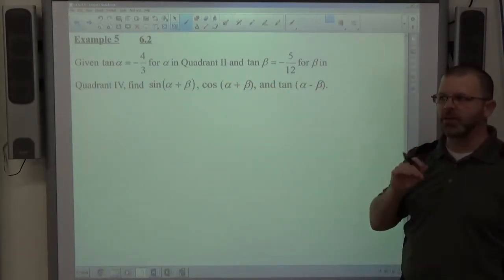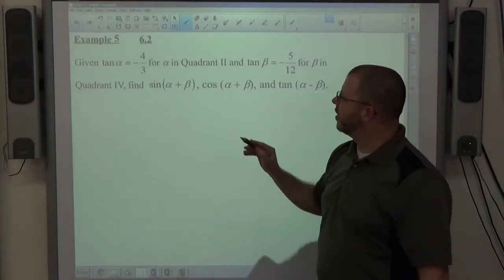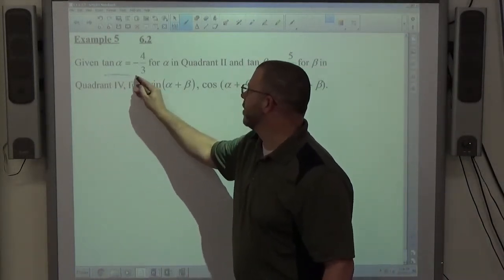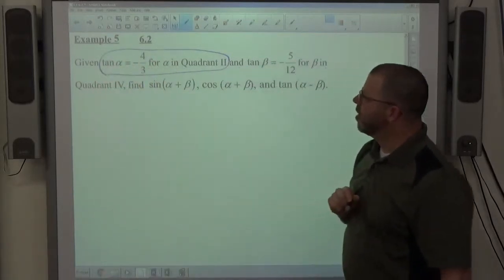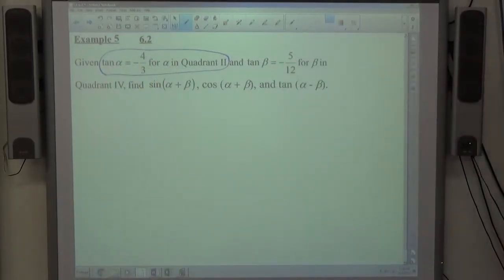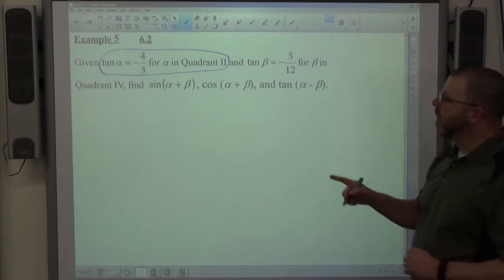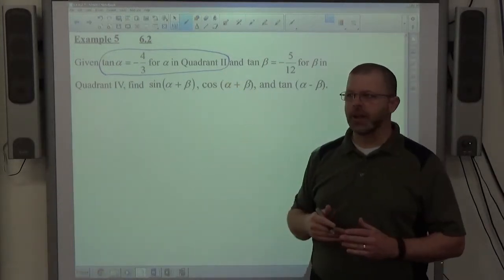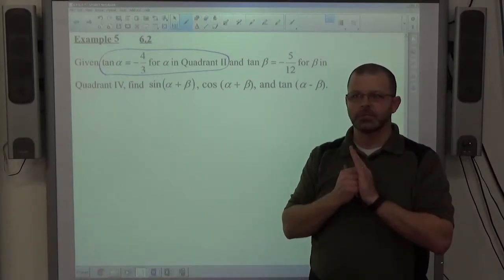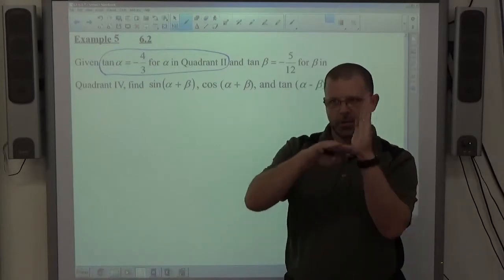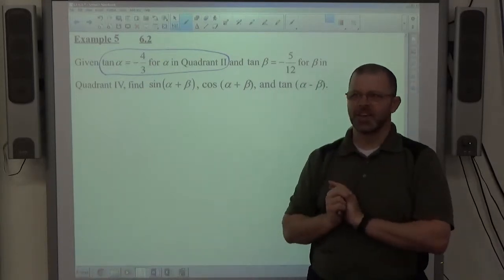So the first thing I want to do, before I figure out what the sine, cosine, or tangent of these sums of angles are, is use the information they give me about alpha and beta to determine some stuff about the sine, cosine, and tangent values of those specific angles. Looking at the information given for alpha, first of all it tells me I'm in quadrant 2. Another way they can give me that information is to say that alpha is between pi over 2 and pi. That's the second quadrant.